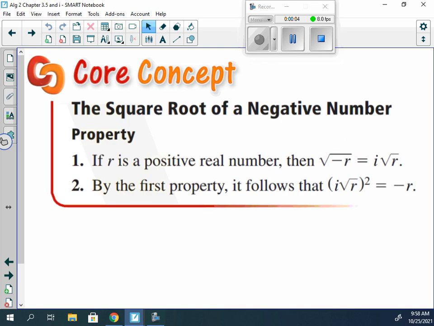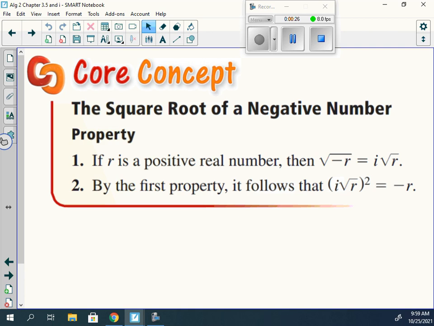So the first thing we're looking at today is the square root of a negative number property. The first part of it states if r is a real positive number, then the square root of negative r is i square root of r. By the first property, it follows that i square root of r squared is equal to negative r.